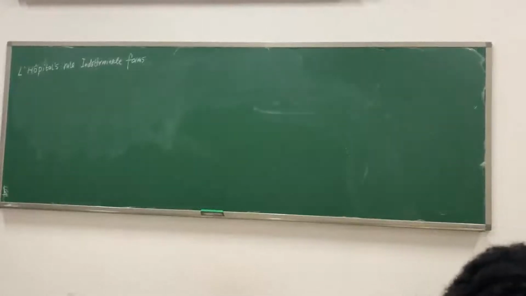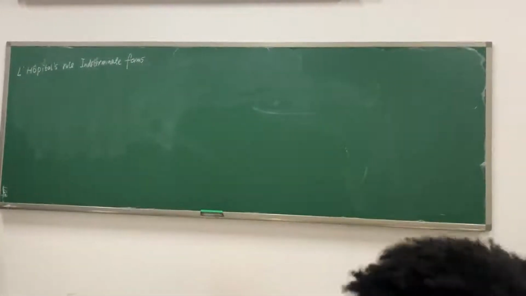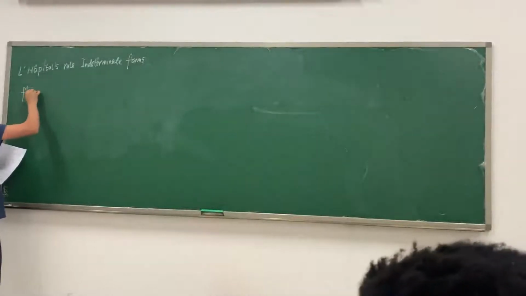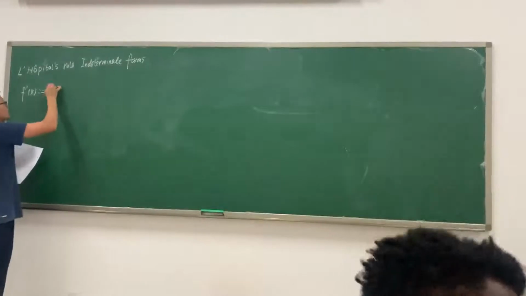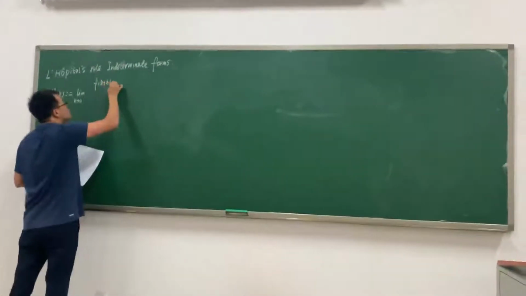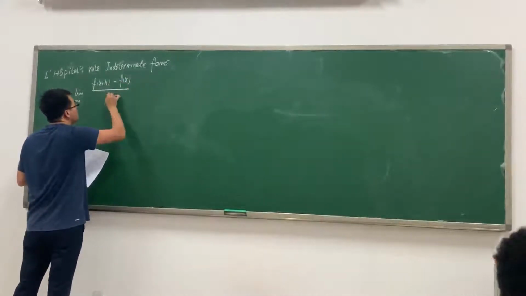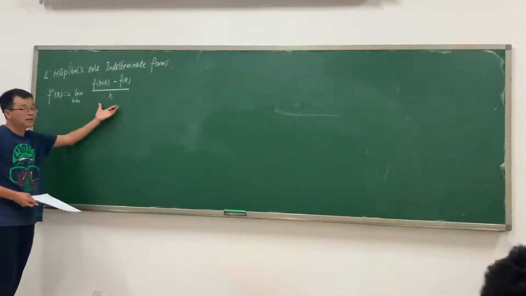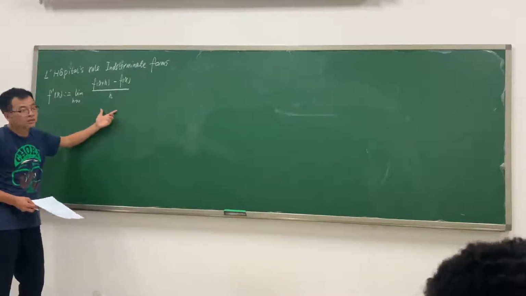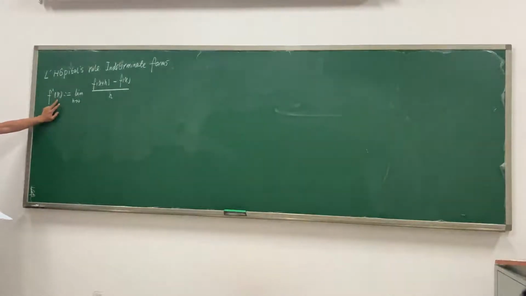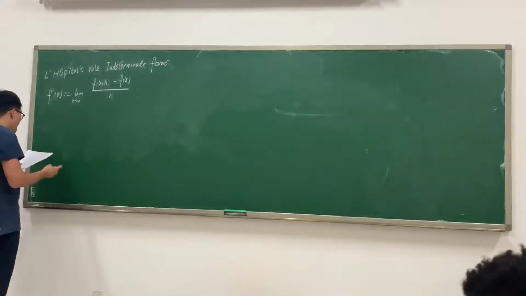For here, we must recall the derivative. What's the derivative? The definition of the derivative f prime x is the limit as h approaches 0 of f(x plus h) minus f(x), divided by h. If this limit exists, we say that the function f is differentiable at x. This is the definition of derivative.